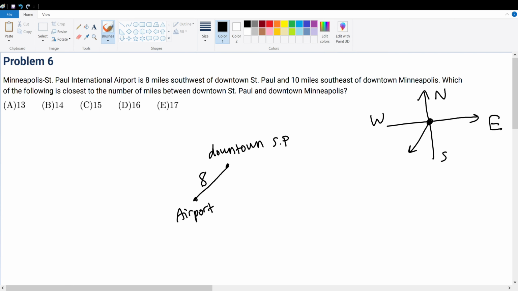We're also told that the St. Paul International Airport is 10 miles southeast of downtown Minneapolis. Well, southeast is this direction. So if we set this origin to be downtown Minneapolis, then downtown Minneapolis has to be somewhere over here. Downtown Minneapolis, so M-I-N. And now we're trying to find the closest number of miles between downtown St. Paul and downtown Minneapolis.